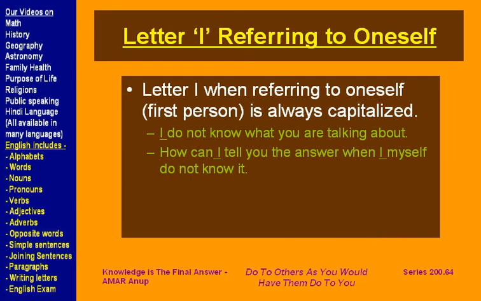Who is inside the house? I am inside the house. Good. So letter I, when referring to oneself, is always capitalized. So when we say I do not know what you are talking about, I is capitalized. Or if we say how can I tell you the answer when I myself do not know it, both the I's are capitalized. This is a small i in talking, but this I and this I are capital. So I is always capitalized.